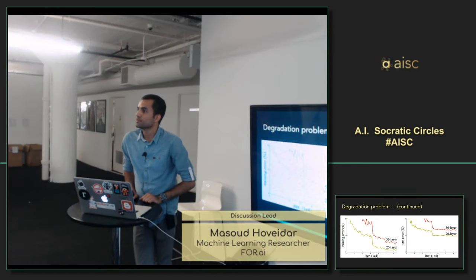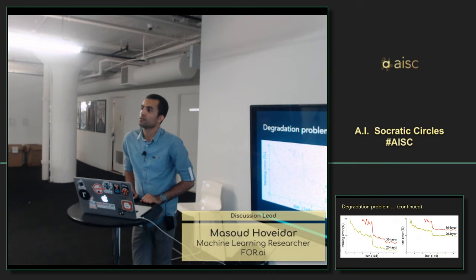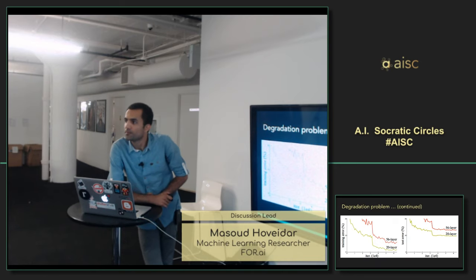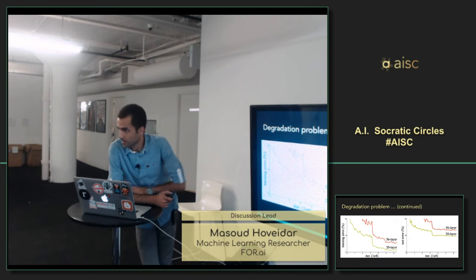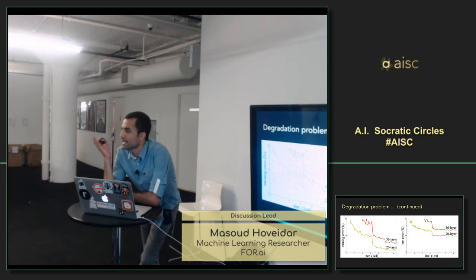Somewhat related question: is there any intuitive way of understanding why the identity map is harder to learn than the zero map? What do you mean, zero map? Like F(x) equals zero. If your layers learn weights such that it goes to zero, why can't we learn the identity? Because it's basically this residual term that shifts your output. That is exactly the degradation problem you're mentioning.